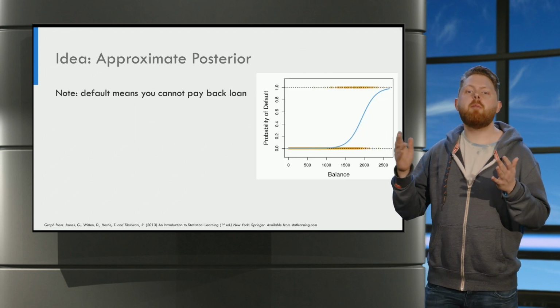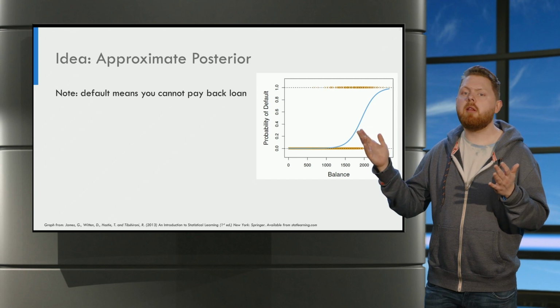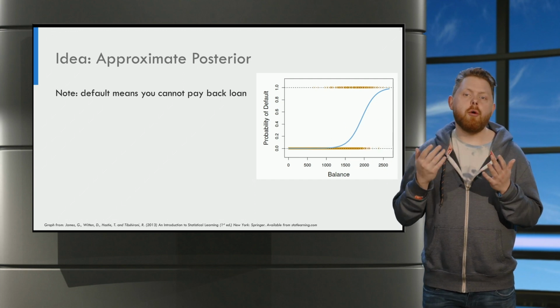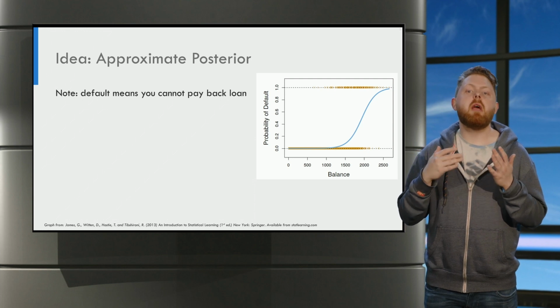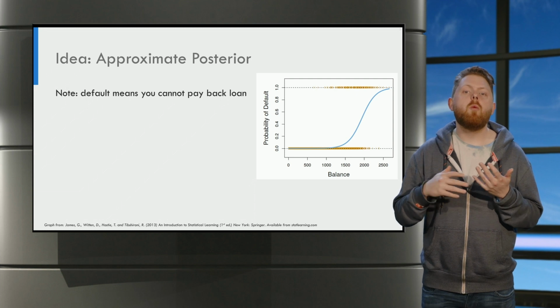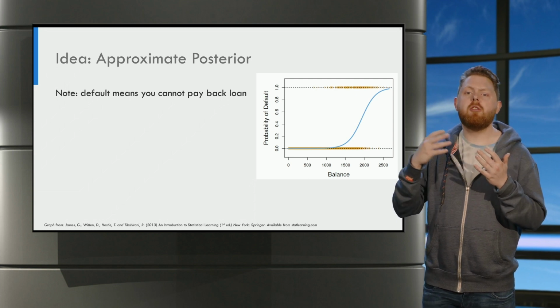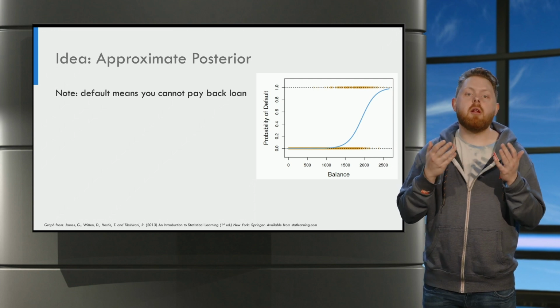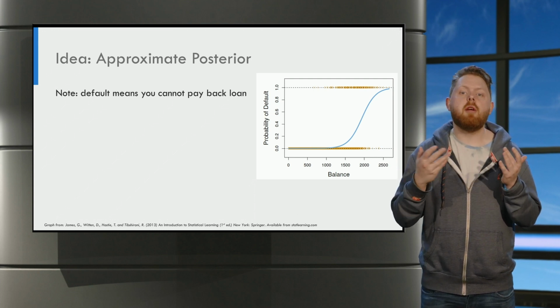We will use an example where we try to predict the probability of paying back a loan. Note, to default means that you cannot pay back your loan. In logistic regression, we want to know the probabilities of these classes. What is the probability to pay back the loan or to default given the features?